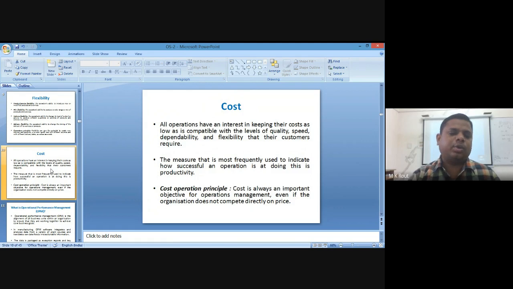Cost is always an important objective for operations management, even if the organization does not compete directly on price. That is why they go for cost optimization in transportation, in sourcing, in production, in quality control, in storing, in warehousing, and through the different intermediaries they provide some optimization of cost, and that directly enhances your business strategy for competitive advantage.